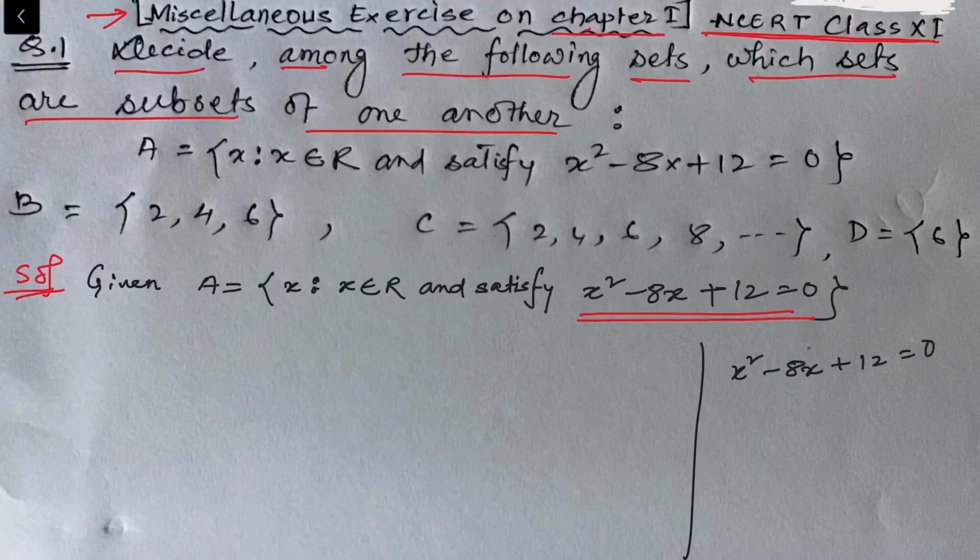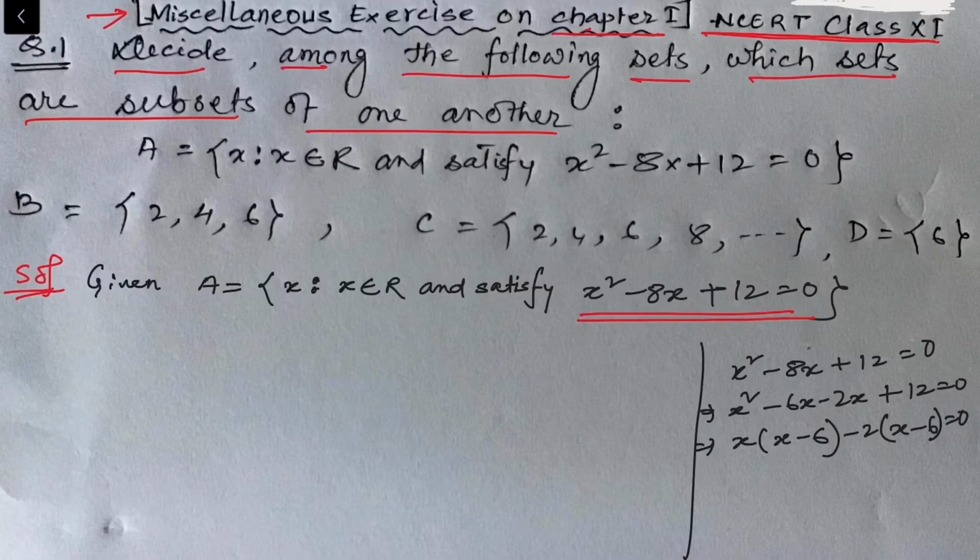So let us split the middle term. So X square minus 6X minus twice X plus 12 is equal to 0. Then here X will be common, X minus 6 and minus 2. So X minus 6 again. So you know how to solve quadratic equation. So that's why I'm not explaining how to solve it. Just I'm solving this equation.